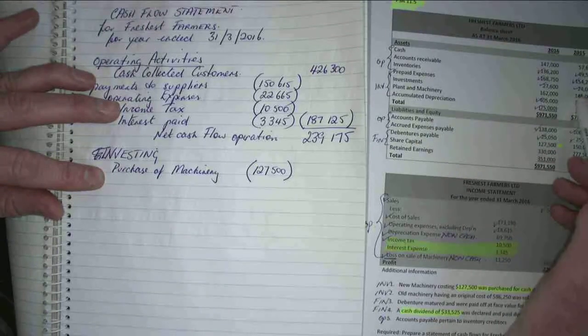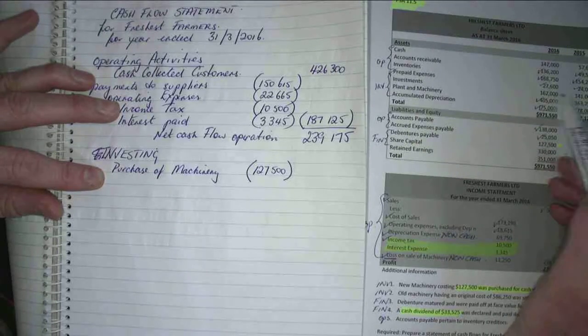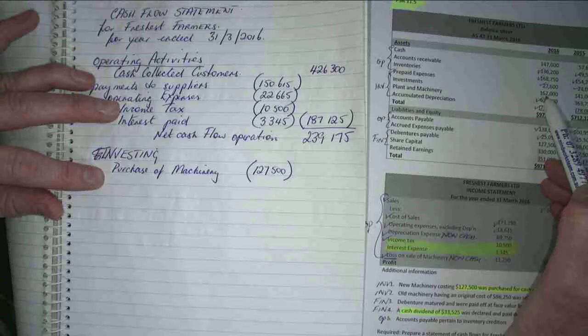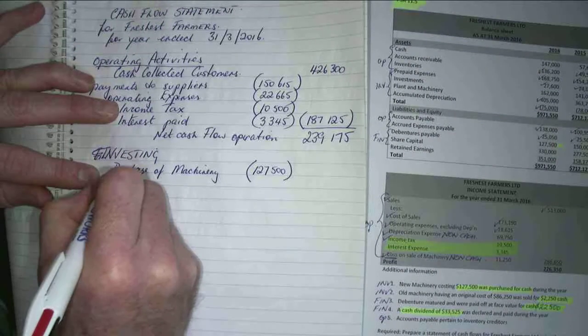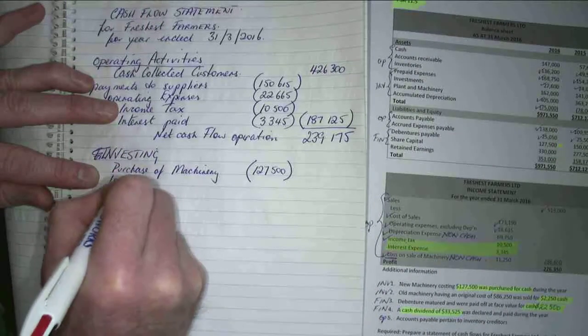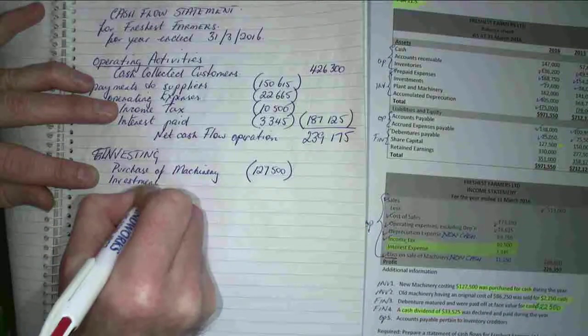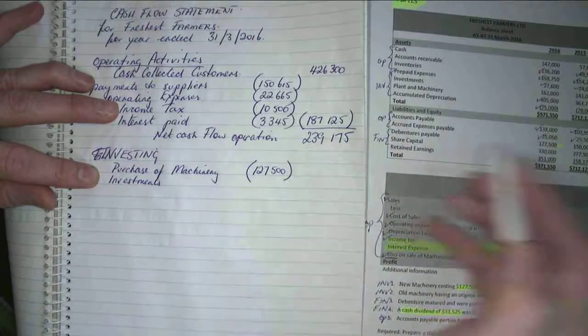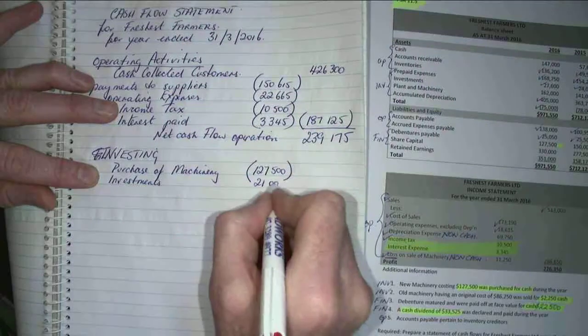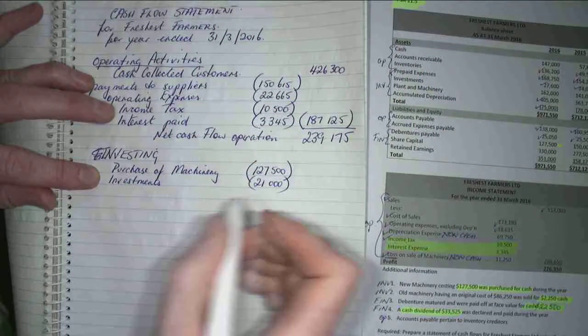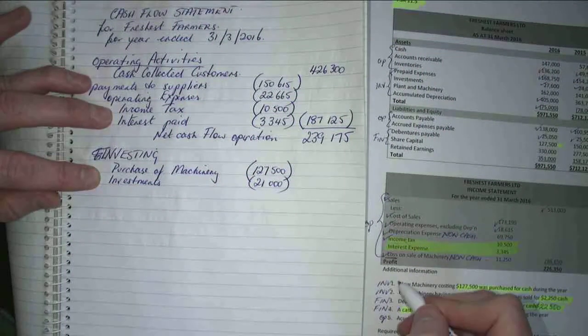It looks like I've got an investment here. I've purchased some sort of investment. I've gone from 141 up to 162. So I can say my purchase of investments is another item that I need to look at. And then what did we say it was? 21,000. And obviously if I'm purchasing something, it's a cash outflow. So I can tick that one off.